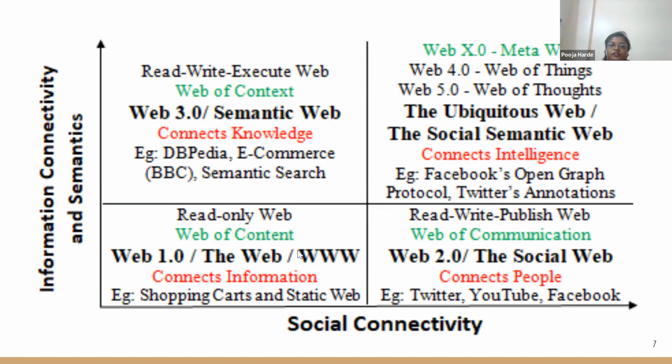Then we move further to web 3.0, which is what we call the semantic web. Here it not only connects the information and the people, but also connects the knowledge. What do we require for this? This is the main content we are going to discuss in this whole tutorial. Next, we will also have web 4.0, 5.0, and much more to come, where we connect intelligence and infer knowledge from the data, for example Facebook's Open Graph protocol, Twitter's annotations, and so on.